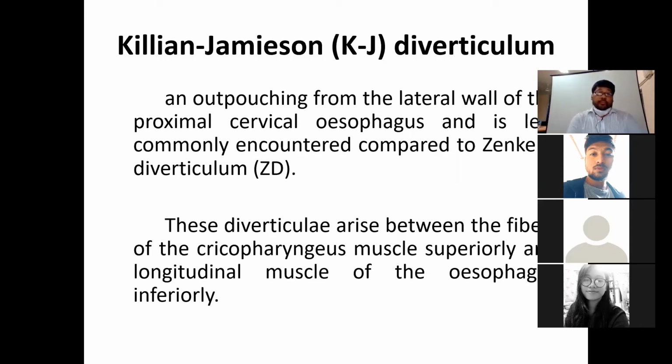So next we have the Killian-Jamieson diverticulum. It is an outpouching from the lateral wall of the proximal cervical esophagus. So it is in the upper esophagus, and the pouching arises from the lateral wall of the esophagus, and is less commonly encountered compared to Zenker's diverticulum. It arises in between the fibers of the cricopharyngeus superiorly and the longitudinal muscle of the esophagus inferiorly.